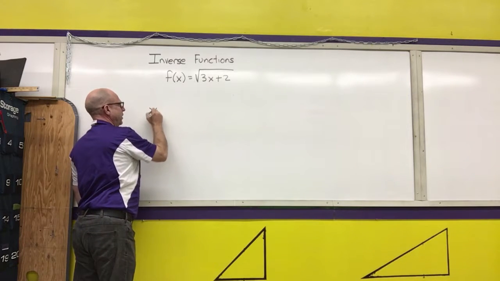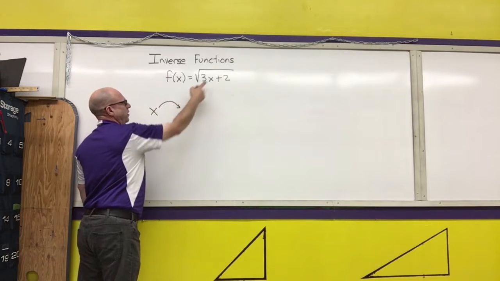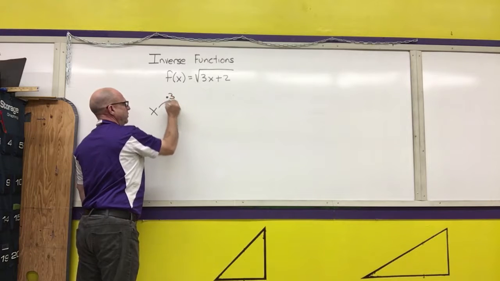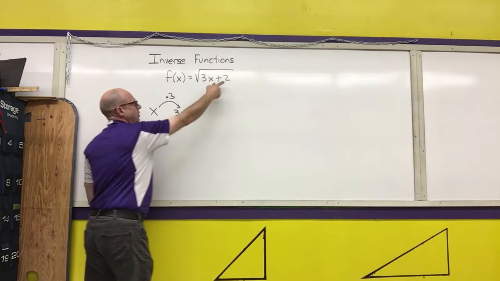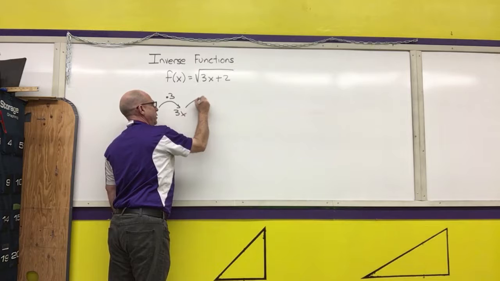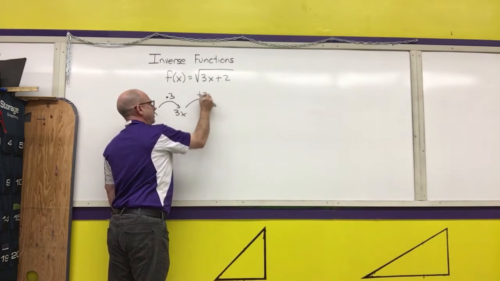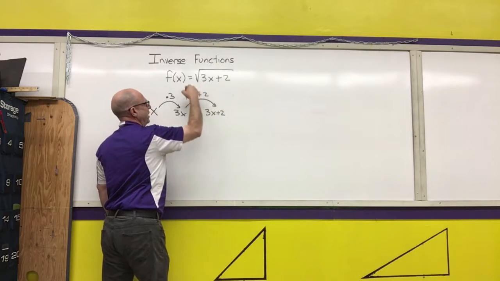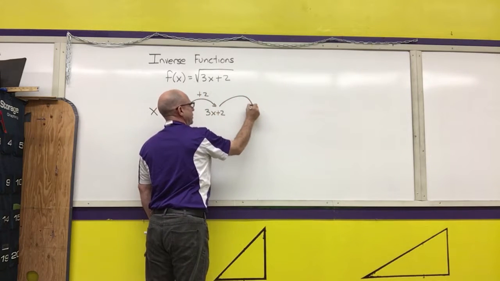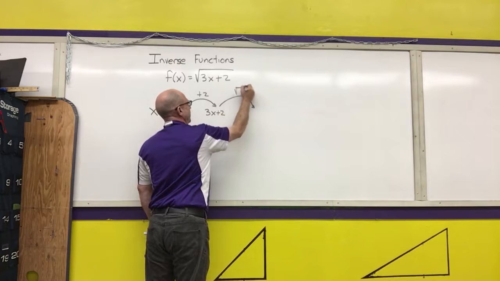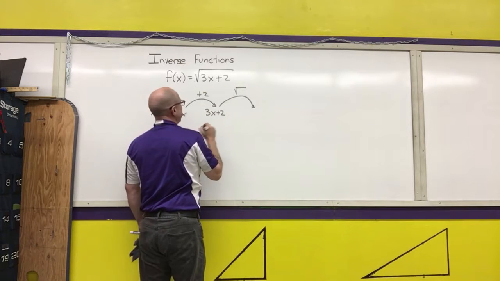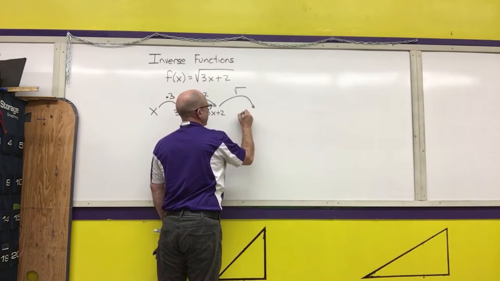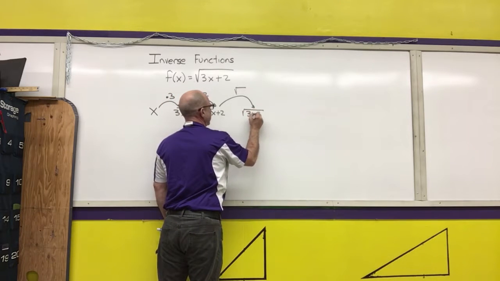I start with the number x, and the first thing I do in the order of operations is I multiply it times 3. That gives me 3x. Then I want to add 2 to that number. That gives me 3x plus 2. And then finally, I want to take the square root of that number. And taking the square root of that number is going to give me the square root of 3x plus 2.